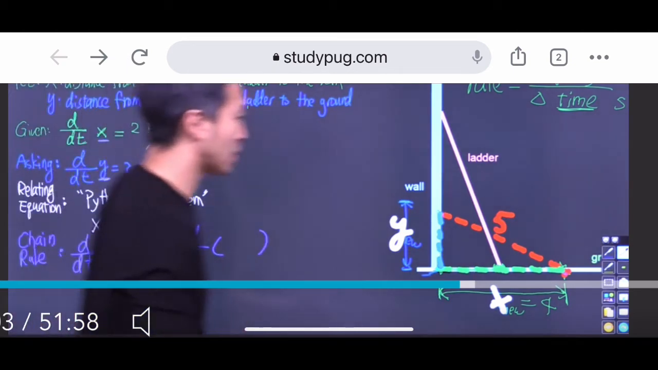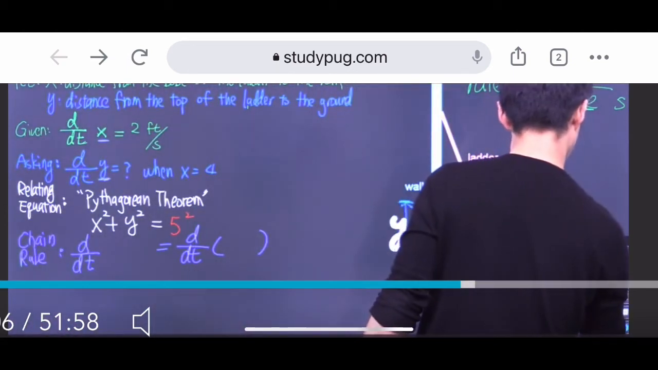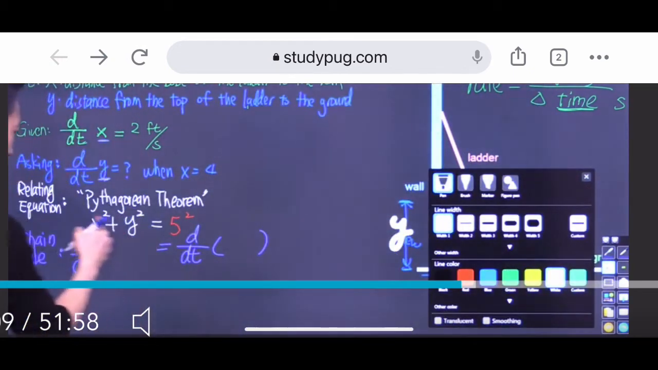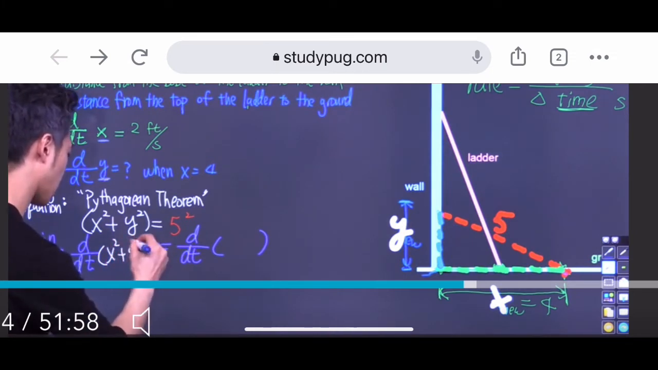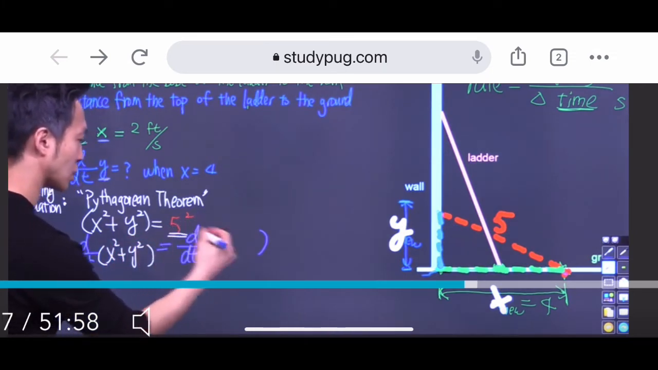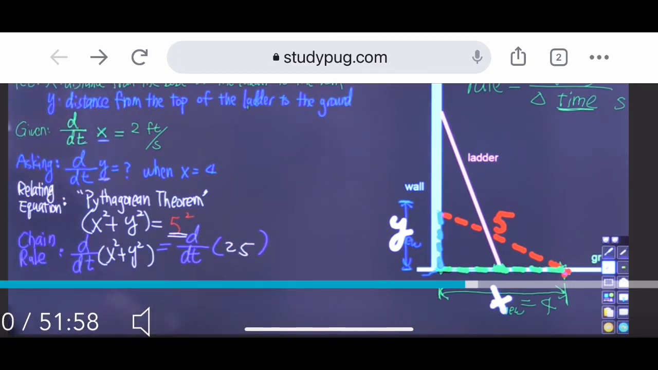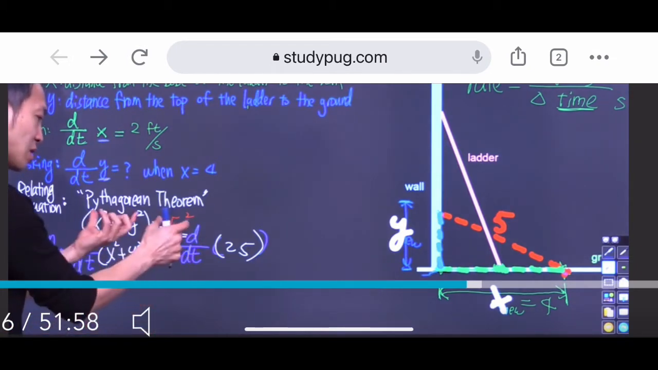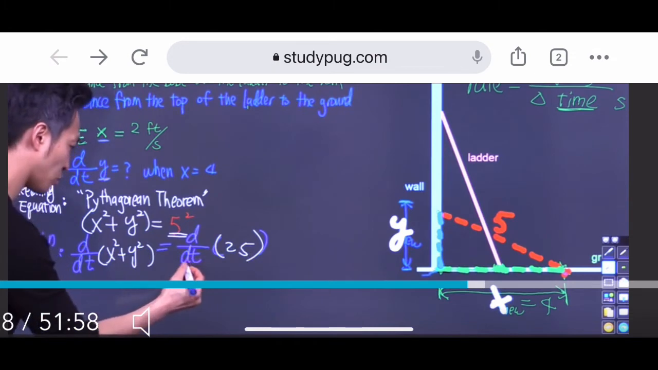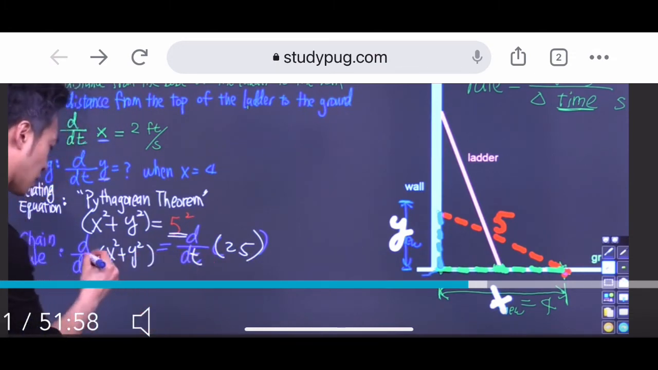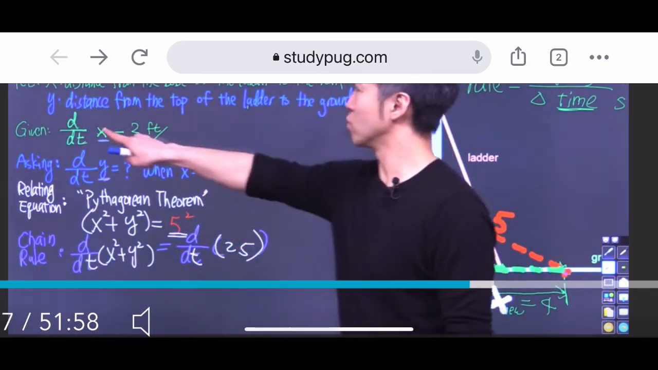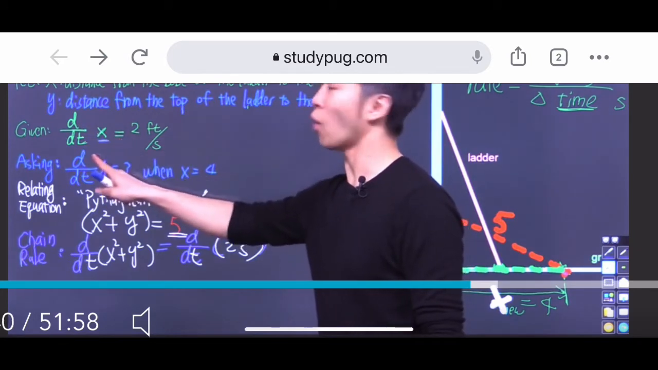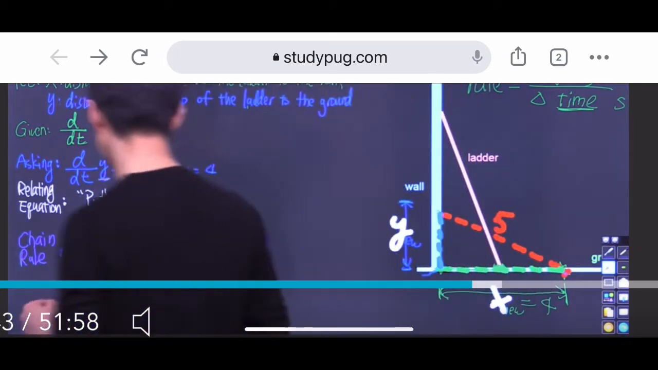Okay, now the left side of the equation, we just have what? x squared plus y squared, right? So x squared plus y squared. Now the right side of the equation, 5 squared is equal to 25, right? Yeah, can you see that? So you're just going to use the chain rule to differentiate both sides of the relating equation, most importantly with respect to what? Time. And hopefully the new equation would involve rates, such as dx/dt or dy/dt. Okay, so let's go.